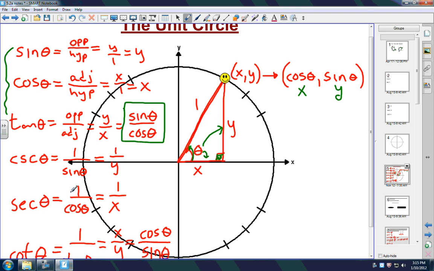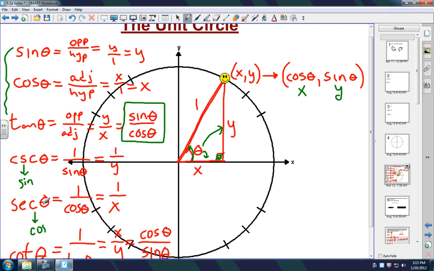Secant is 1 over a cosine. So 1 over x. If a cosine was x over 1, secant is you just flip it. You got to figure out what's going to be best for you to memorize these. I've always looked at it this way. For some reason, I see that S in the middle, and I think, oh, this guy goes with sine. For some reason, I see the C on the end, and I think this goes with cosine.